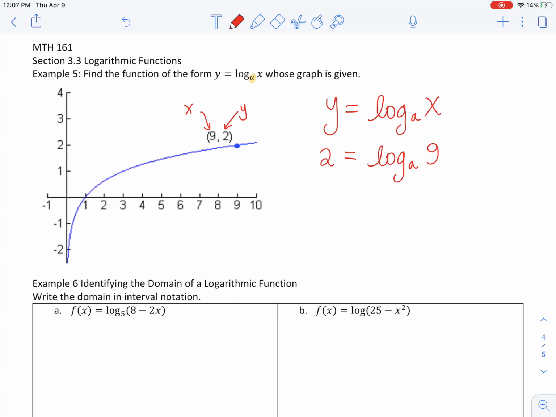And you may wonder, how do I undo this log base a? I mean, what can I do so that the log is not there anymore? So what we're going to do is at this point, we're going to write this in exponential form. So rewrite in what form?